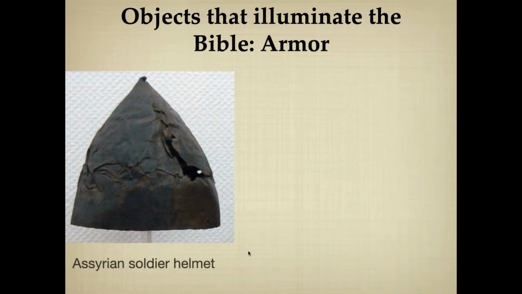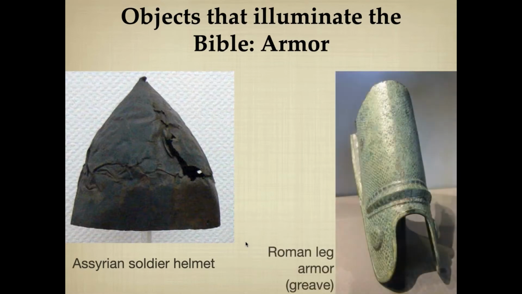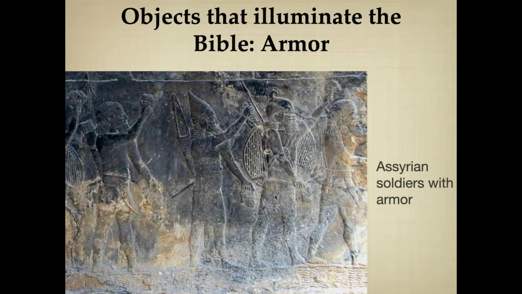Now, this is an actual helmet of an Assyrian soldier that they found in excavations. And this is a New Testament example of Roman leg armor we call greave or greaves for both legs. This is the leg armor from the New Testament, just like I pointed out the Old Testament one. And what's fascinating about this Assyrian soldier's helmet is if you look at this relief here of an Assyrian relief, you see this guy in the middle has exactly the same style of helmet. And this is a relief that illustrates Assyrian soldiers with armor, where you can see their shields and their helmets and other parts of the armor, and you see some of the weapons.